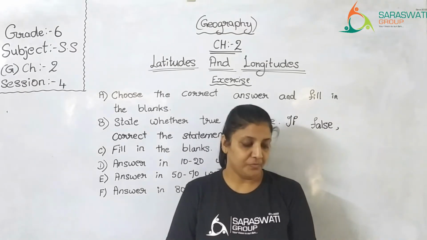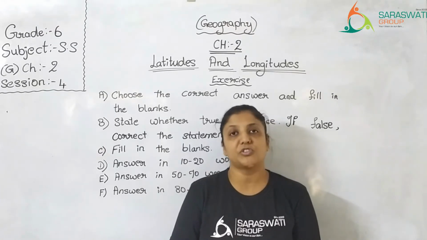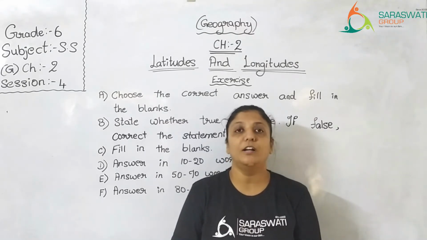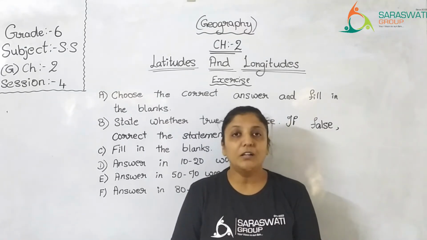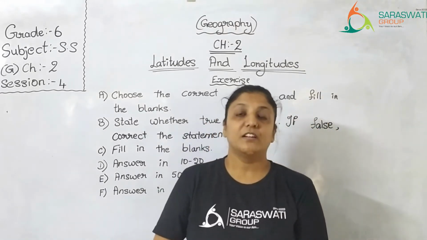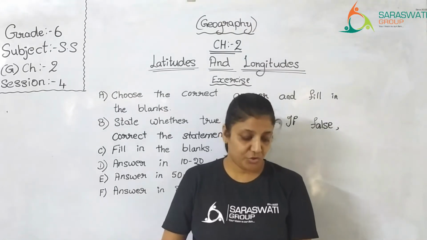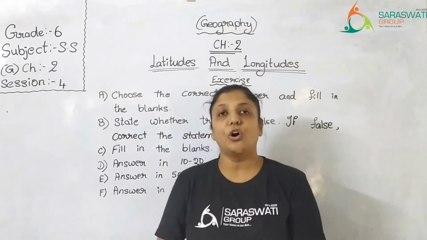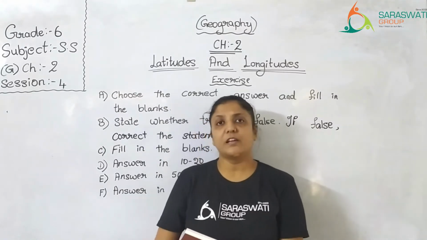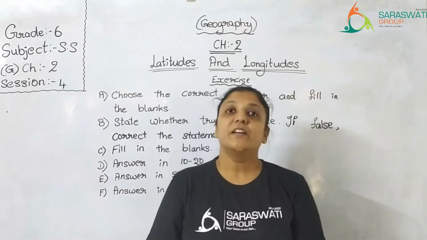Next, number 2. The equator and the meridians of longitude are called dash. Equator and meridians of longitude are called, yes, they are called great circles. Great circles. Next, the dash zone is neither too hot nor too cold. Which zone is neither too hot nor too cold? Yes, it is temperate zone.